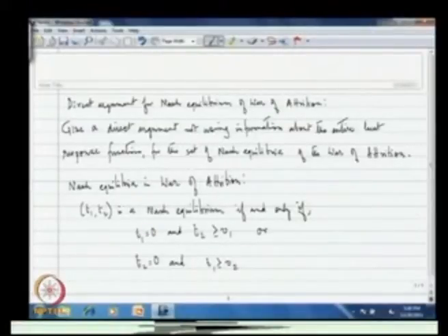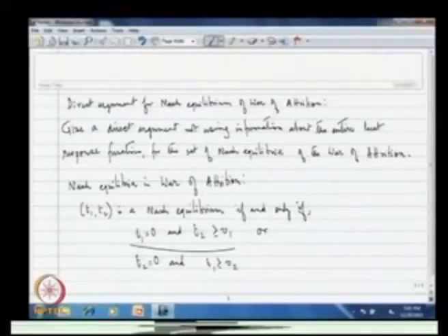So, there are two sets of Nash equilibria. One is this set, T1 is equal to 0 and T2 is greater than or equal to V1, and V1 is, remember, the valuation of player 1 for the object. This is one set of Nash equilibria, and the other set is that T2 is equal to 0, that is, player 2 is spending no time, and T1 is greater than or equal to V2. V2 is the valuation of player 2 for the object.